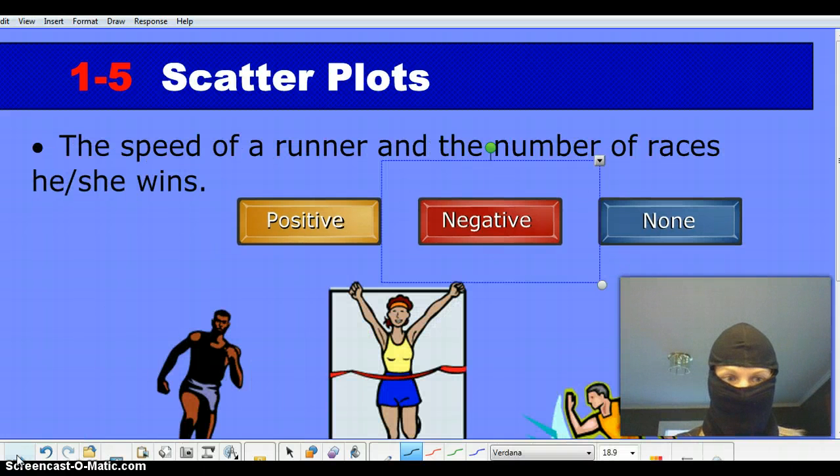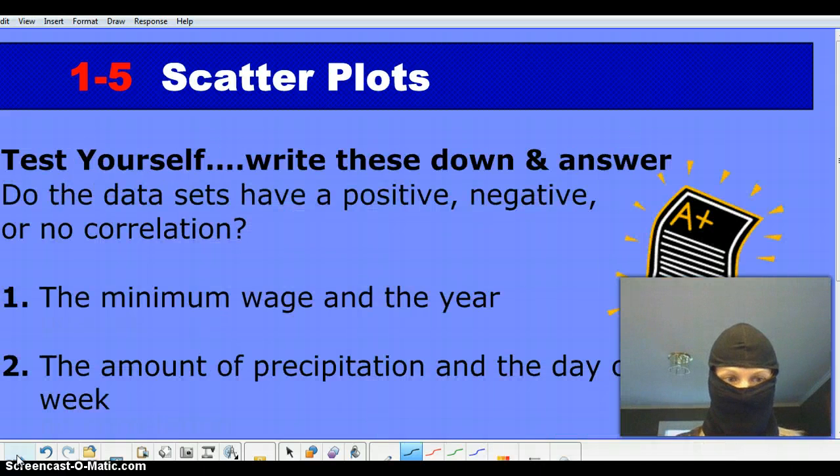The speed of a runner and the number of races he wins. That one's easy. All right. So, I'd like you guys to also do these two.